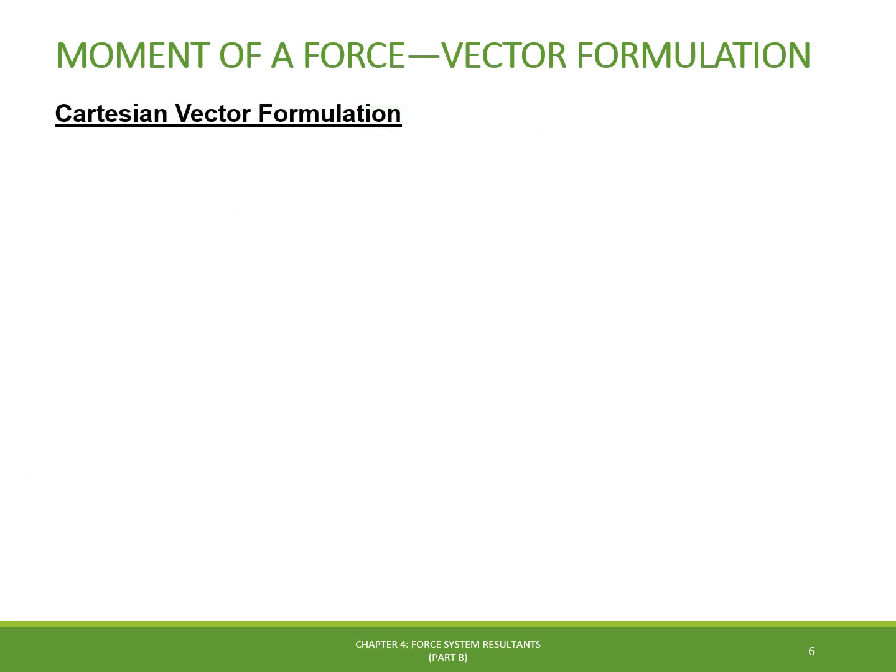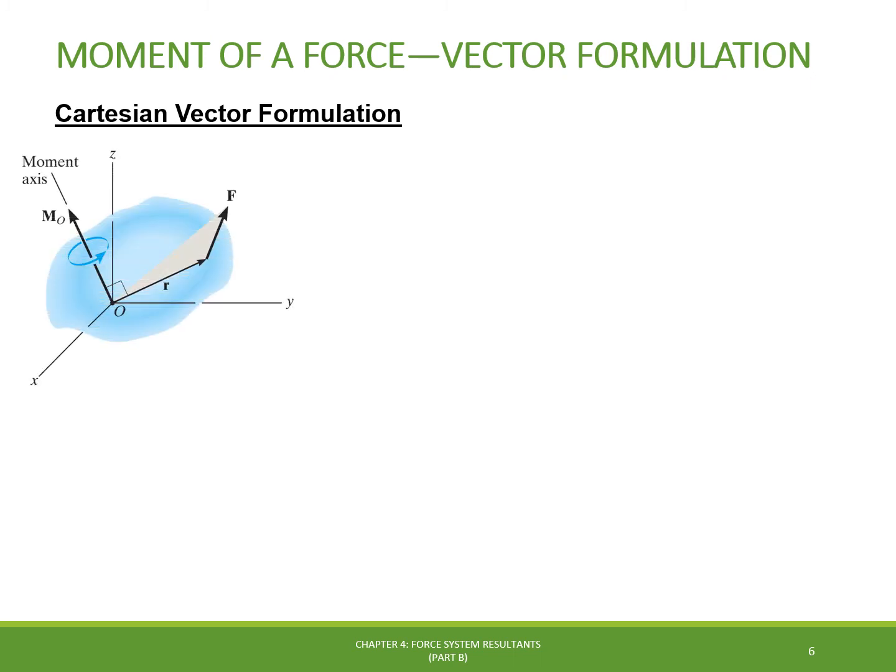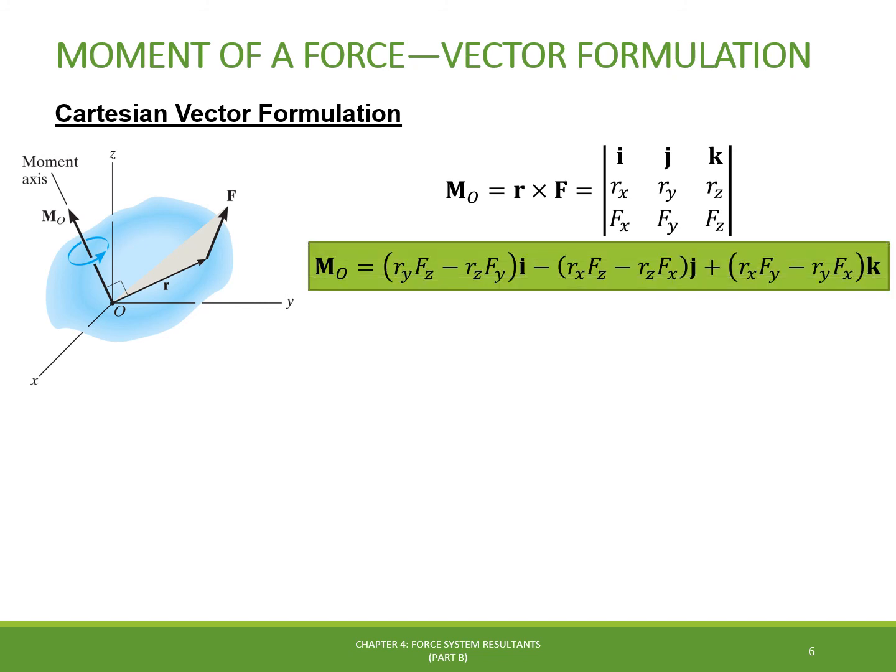We can go further and expand the Cartesian formulation for the cross product we developed earlier to generic position and force vectors to calculate the moment. To do so, we need first to establish a coordinate system x, y, and z in which the position vector r and the force vector F can be expressed as Cartesian vectors. Then we can calculate the moment by solving this determinant equation, which, when expanded following the same procedure presented in slide number 4, leads to this general formulation for the Cartesian vector representation of the moment.